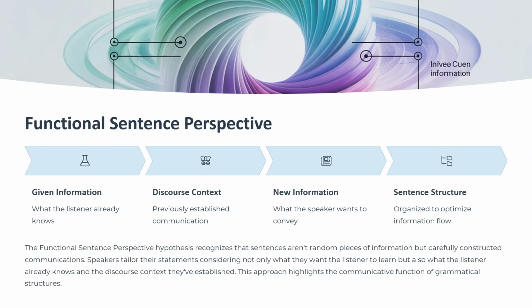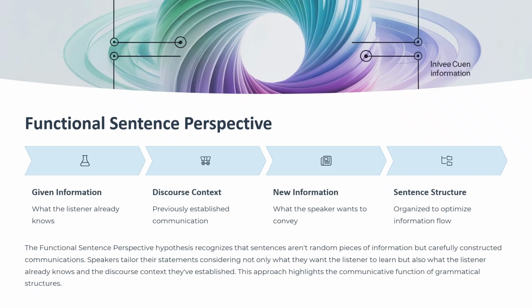Given information, what the listener already knows. Discourse context, previously established communication. New information, what the speaker wants to convey. Sentence structure, organized to optimize information flow.